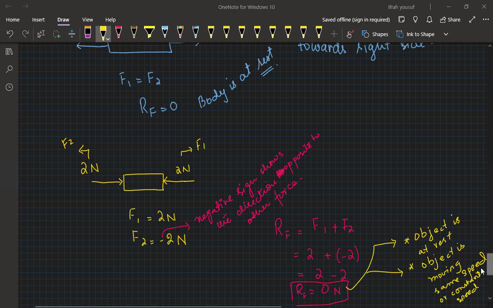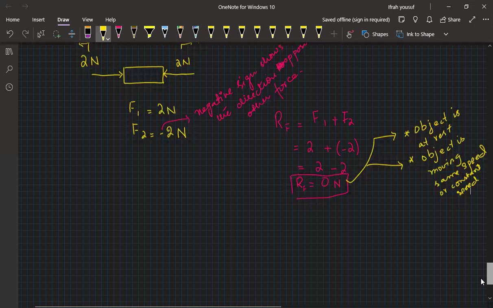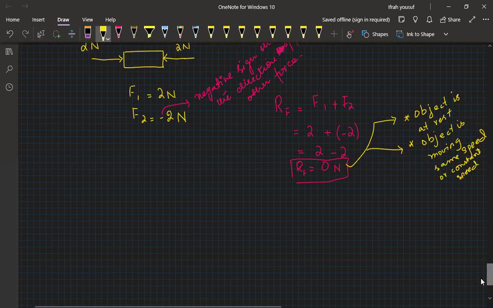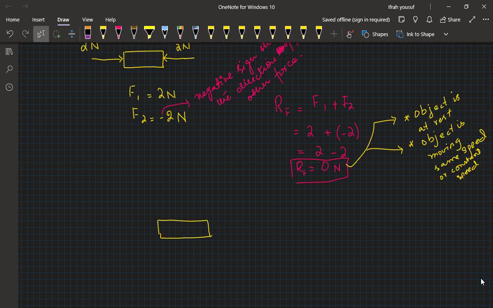Okay, there could be another case. If the object is placed, let's consider this object is placed on the table, right? On the table, there are again two forces. So I would say the forces act in pairs. Remember, right?